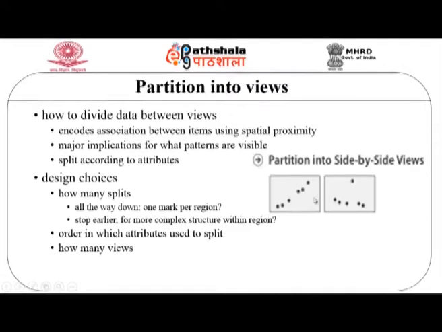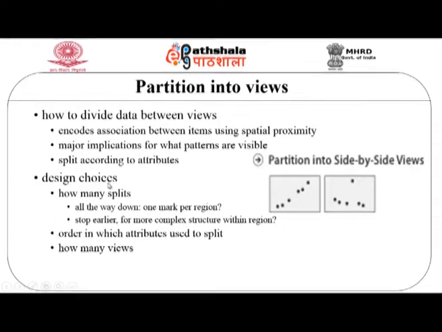Next one is partitioning into different views. In this case, we need to look at how to divide the data points between the various views. Here, this encodes the association between the data points using some kind of spatial proximity, and the major implications for what patterns are visible, and the split is according to the attributes.